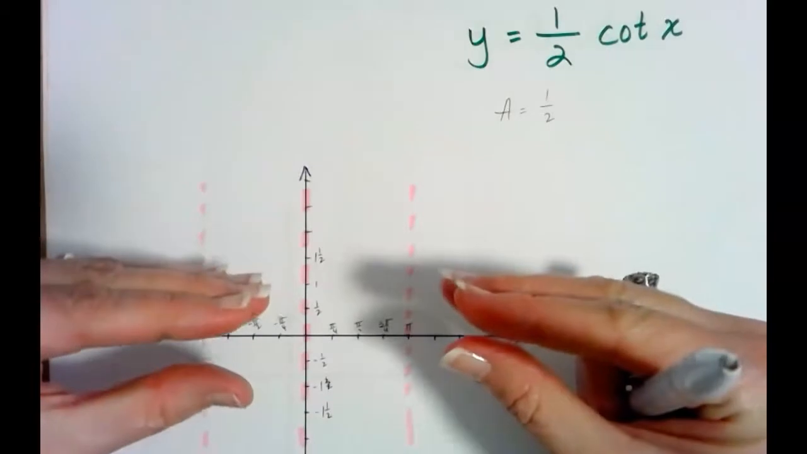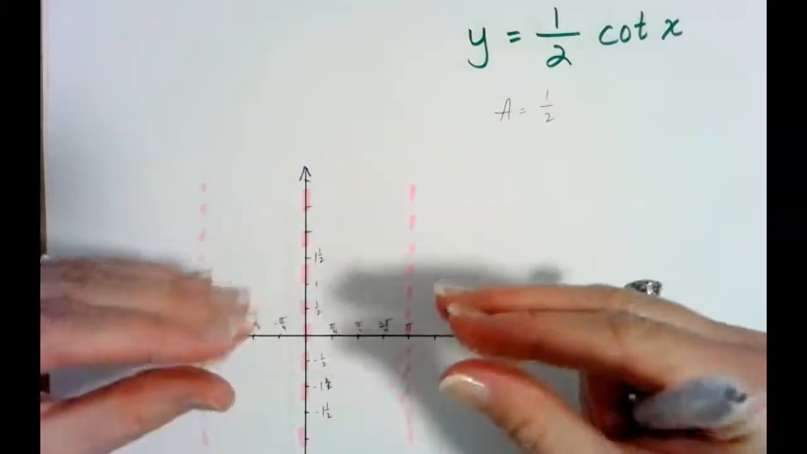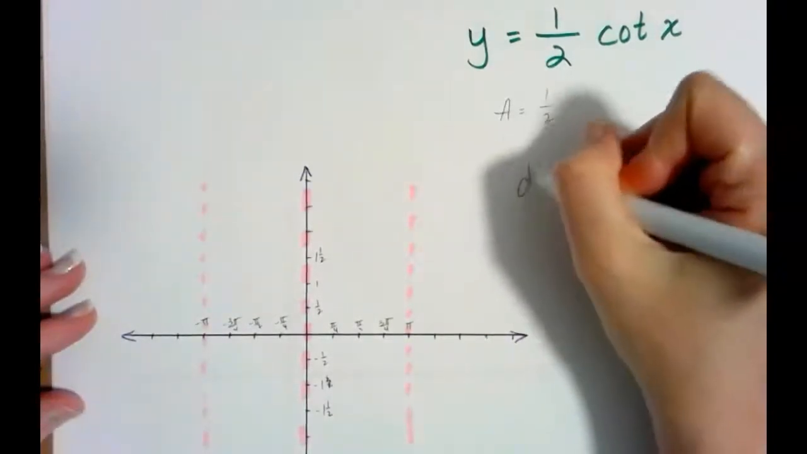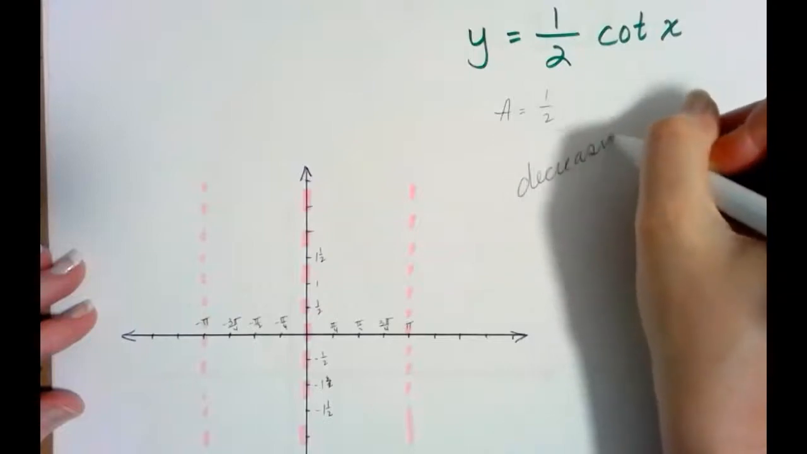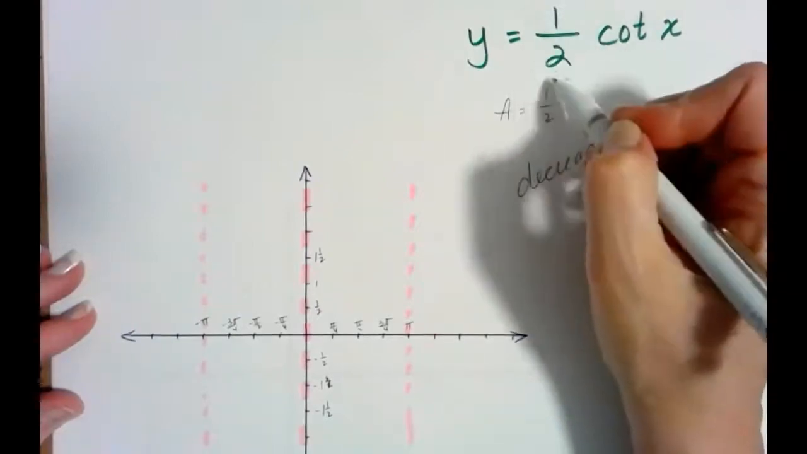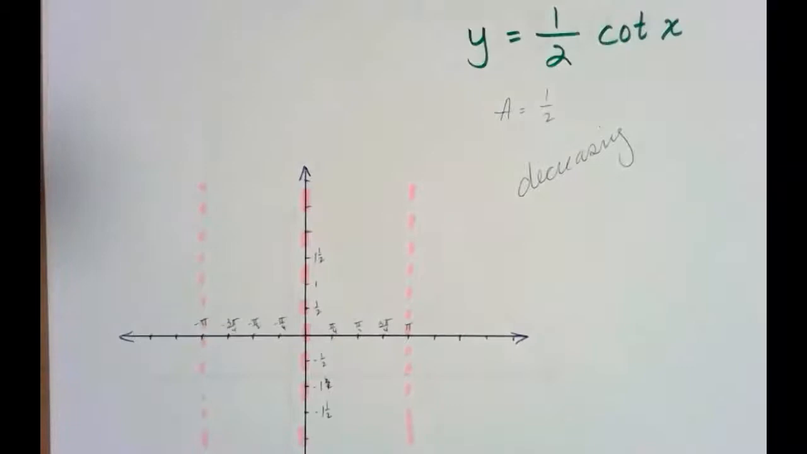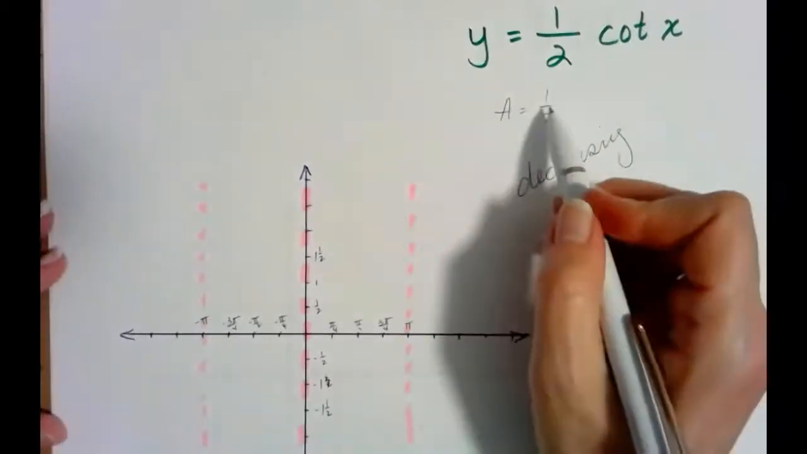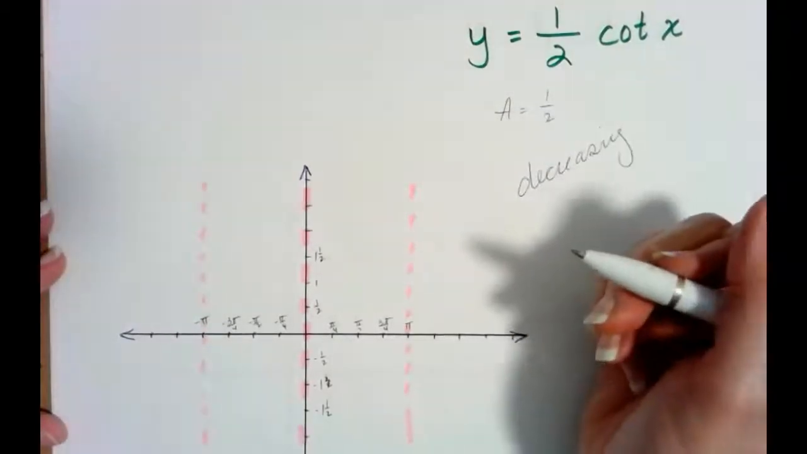So it's compressing each of the branches. We know the branches are still going to be decreasing. If that was a negative 1/2, then they would be increasing. But it's not. A is positive 1/2. These branches are going to decrease.